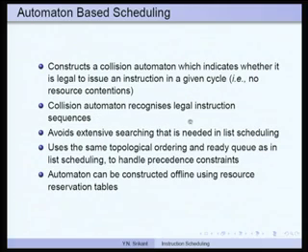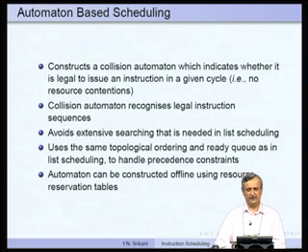So, what does the collision automaton do? It recognizes a legal instruction sequence. In other words, we pick instructions from the ready queue, see if it is legal to issue from a particular state, issue it, go to the next state, again issue whatever is possible, and so on and so forth. We actually get a sequence of instructions which is legal, because in every state we make sure that there are no resource constraints, and the precedence constraint part is taken care of by the ready queue.